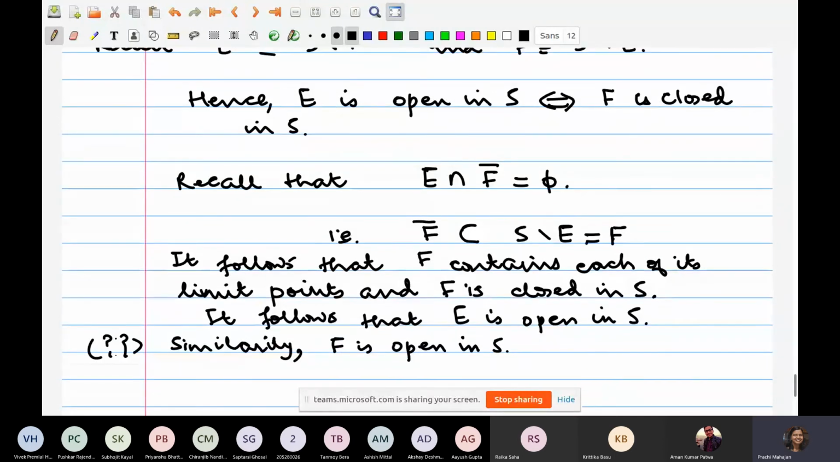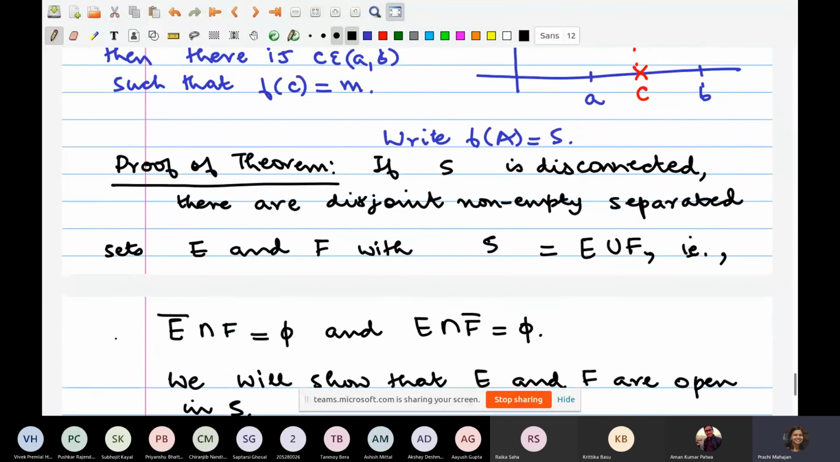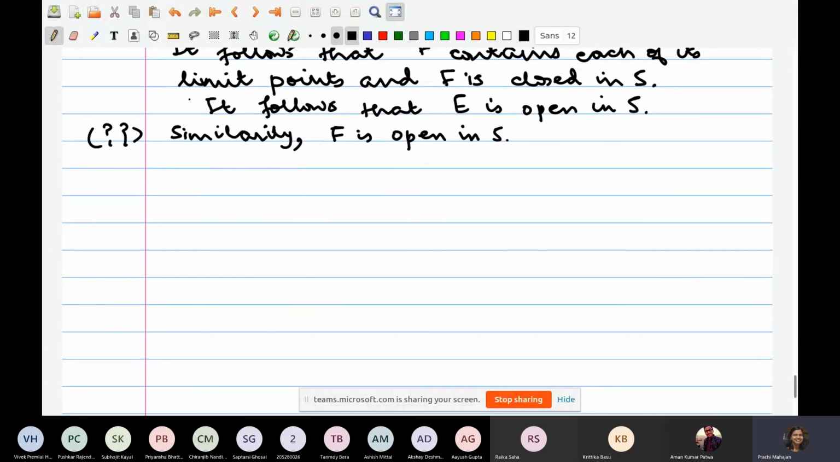We use the fact that, ultimately, what are we trying to do? We started with S. So let's remind ourselves what we are trying to do. I have X here, Y here, and f, which is a continuous function. A is a subset of X. I am looking at its image f of A, which is the set S. I am looking at a separation of S.